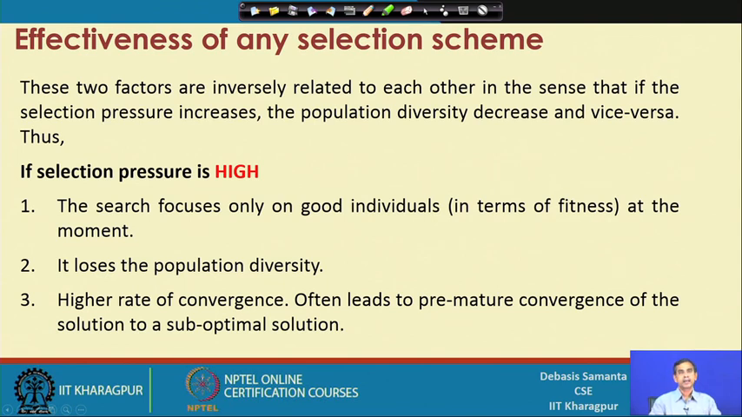Now we will quickly mention a few points about when the selection pressure is high or low. First, if the selection pressure is high, then the search focuses only on good individuals in terms of the fitness values at that moment, and it therefore loses population diversity, and this leads to a higher rate of convergence. That means it will converge at the fastest rate, and whenever the convergence is fast, it may be premature convergence of the solution, and therefore the solution may not be so accurate. So there is basically a trade off between the selection pressure and the population diversity here.